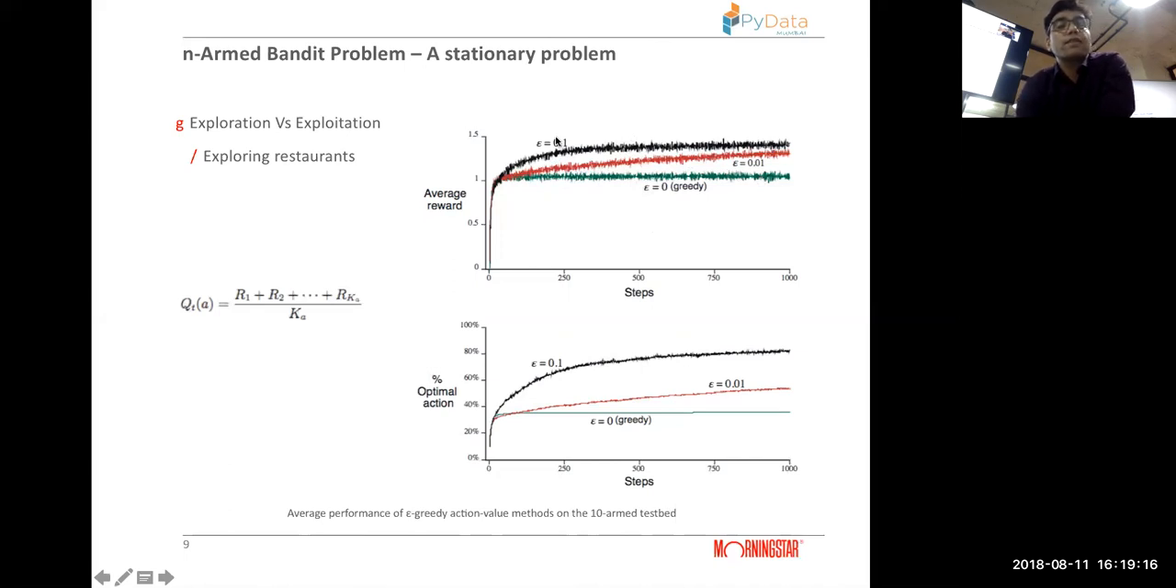Of course, if epsilon is very high, you might have discovered the best slot machine, and still you'll be exploring and you'll be losing out money. So there will be an optimal value of exploration as well.